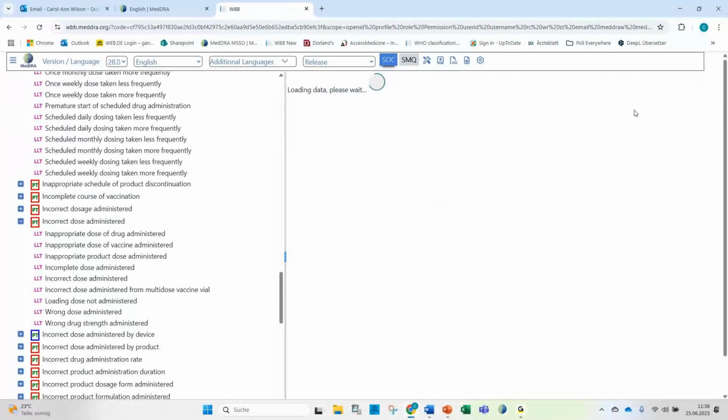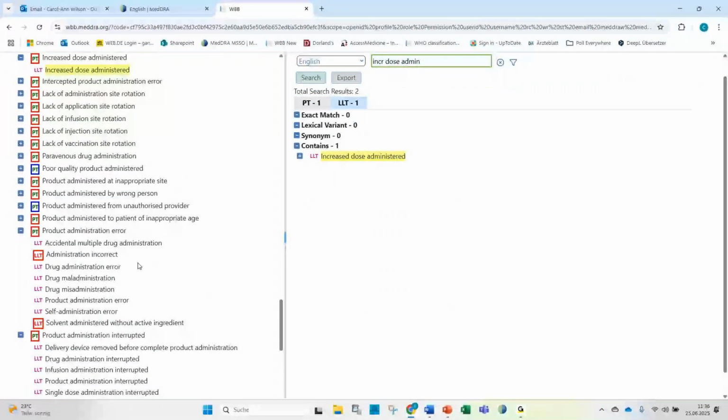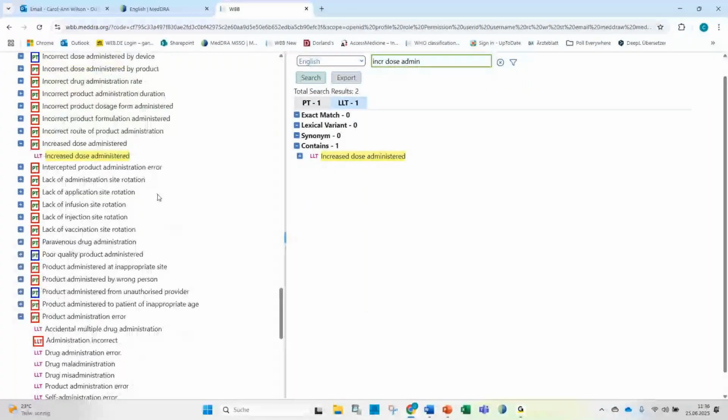Increase dose administered. Go to browser. Here we are. Same PT. This would be incorrect because the single dose was not increased by the patient. He did take the drug twice a day and did not increase the single dose. Remember the concept description of dose. Dose refers to a single dose that is taken by the patient.